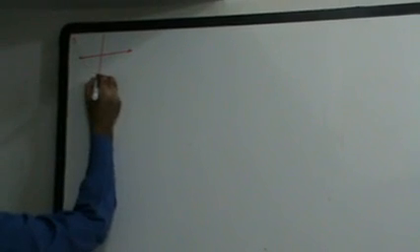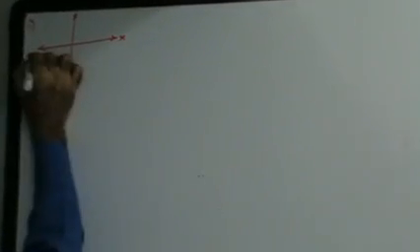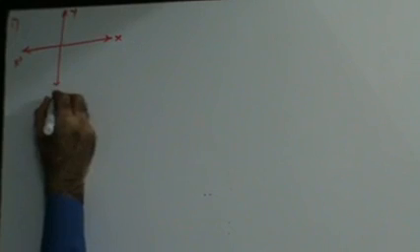Guys, let's see the sum. Let's draw the coordinate axis. This is x-axis, this is y-axis. Now if I take a point root 5 comma minus 2, the x coordinate is positive and the y coordinate is negative, so it is in the fourth quadrant. This is going to be my point P, which is root 5 comma minus 2. Let's assume this is the origin.